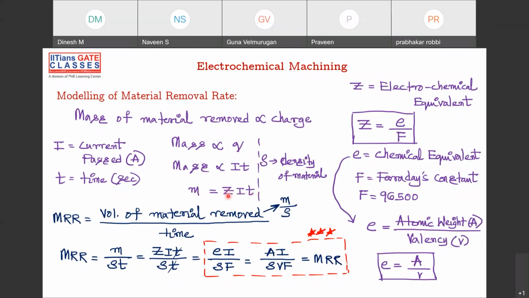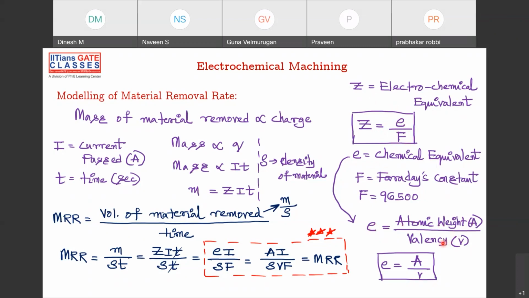So what is this Z? A proportionality constant, and that has a name, known as electrochemical equivalent. The electrochemical equivalent has a formula: chemical equivalent divided by Faraday's constant. Please do remember Z is electrochemical equivalent, E is chemical equivalent, and F is Faraday's constant. And what is chemical equivalent? Chemical equivalent is nothing but atomic weight by valency.